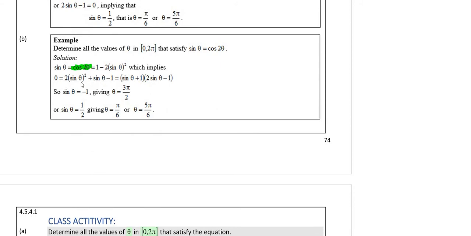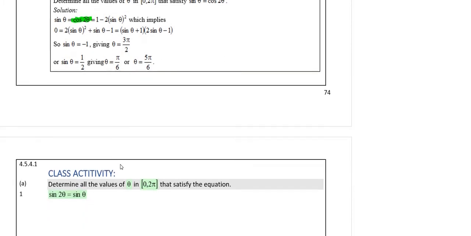Alright, and then it becomes a trinomial. So sine is minus 1, or sine is a half again. And it's just in the normal 4 quadrants, so this is easy to solve. Minus 1 is only going to be at 270 degrees, or 3 pi over 2. A half is 30 degrees, or of course in the second quadrant, pi minus the reference angle. So pi minus pi over 6, which will be 5 pi over 6. Okay, so that is then, if we solve the equations.